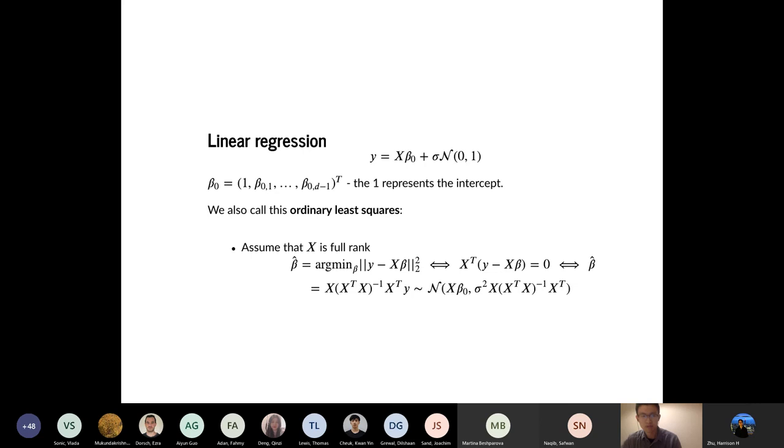Then our beta in this case will be some vector, as you can imagine, because we're having multiple coefficients. Assuming X is full rank, which is okay if you don't know what it means, so assuming some good properties of X, we can prove that the best beta we could find by minimizing this L2 norm here is given by this form: X times X transpose X inverse X transpose Y. That's something people can prove.